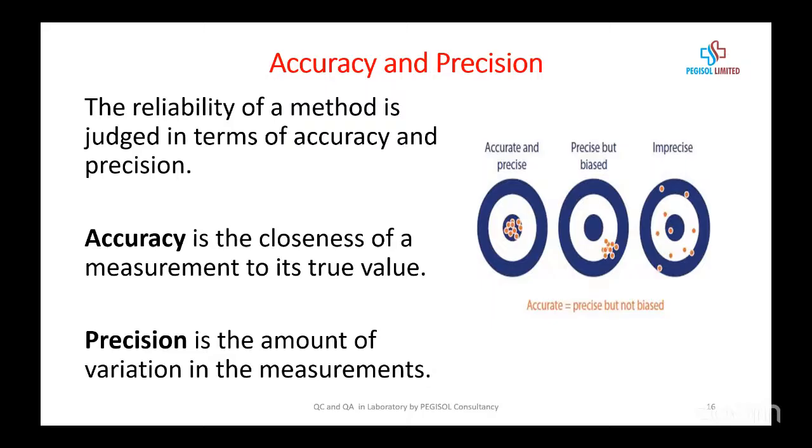What is accuracy? Both accuracy and precision help us to judge the reliability of a test method. So accuracy is the closeness of a measurement to its true value. Precision is the amount of variation in the measurement. So accuracy: how close is that value you are getting to the real value? That is accuracy. Precision is the ability to show little variation in the measurement.